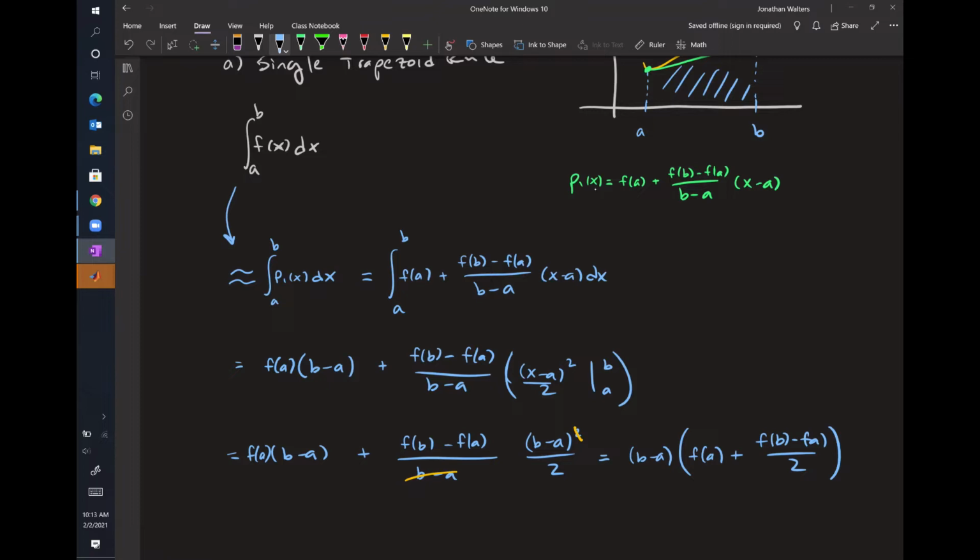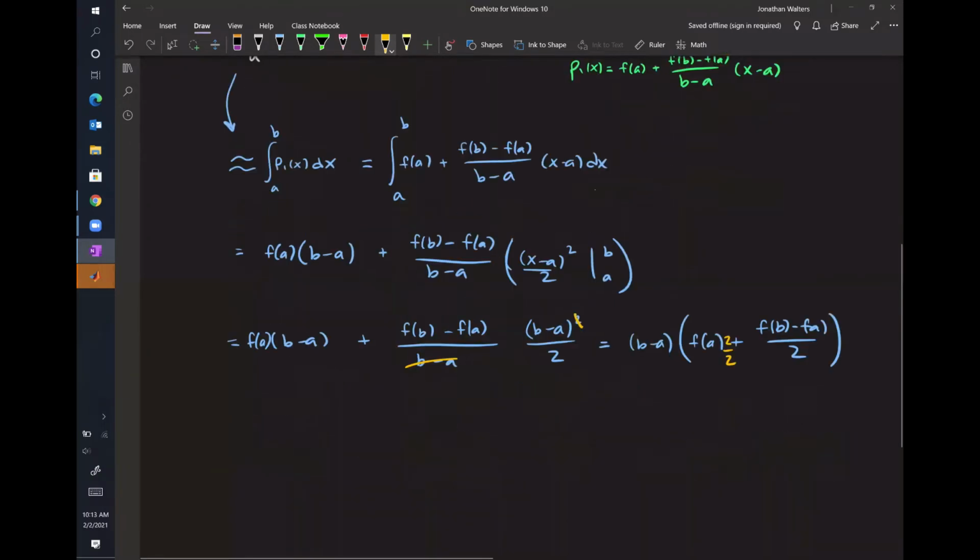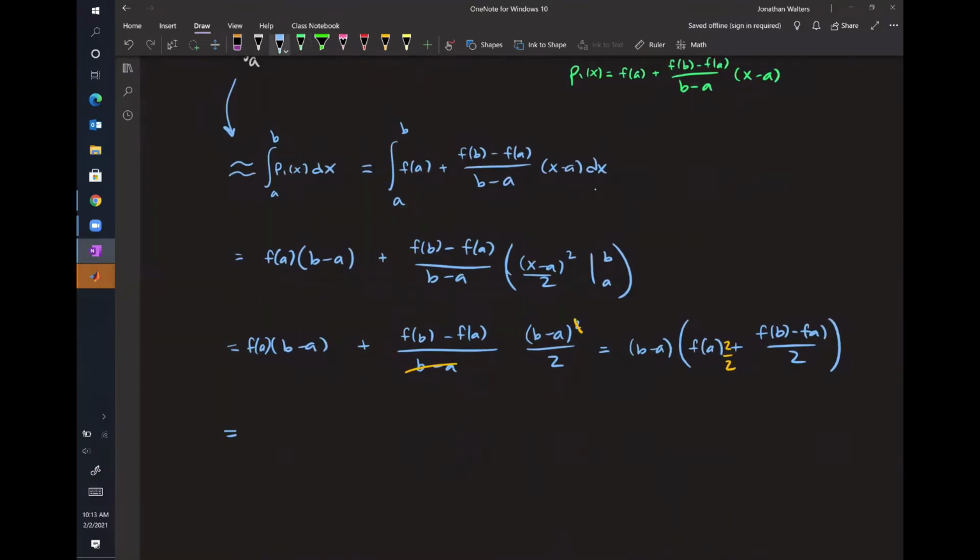Okay, does everybody follow? The algebra and the calculus, I guess. Okay. Now I can just combine inside the parentheses, find the common denominator of 2 for this f of a. Combine them. This is going to give me b minus a over 2 times f of a plus f of b.